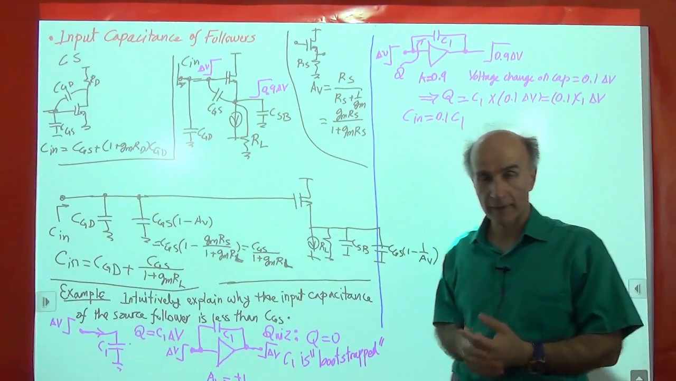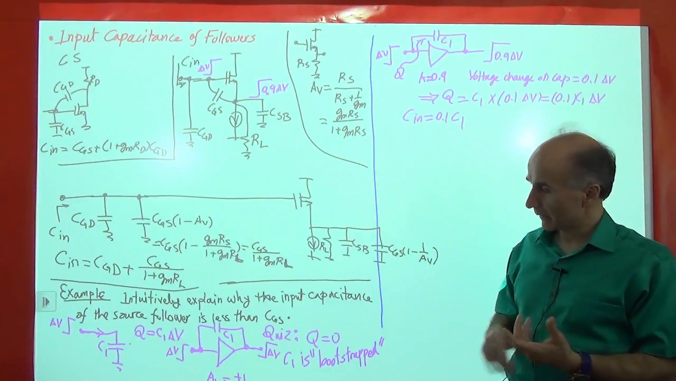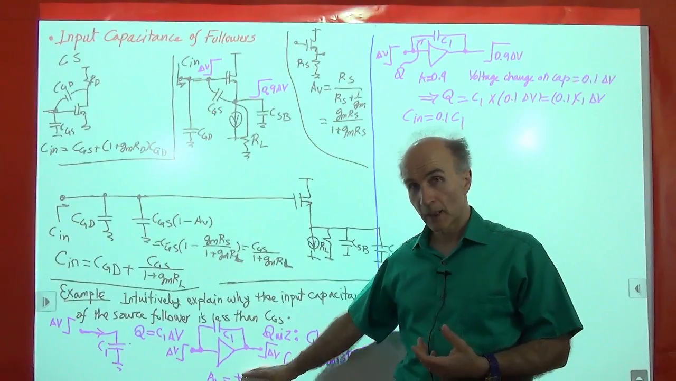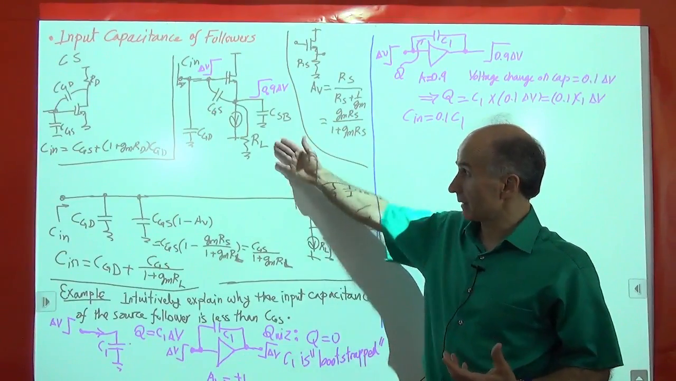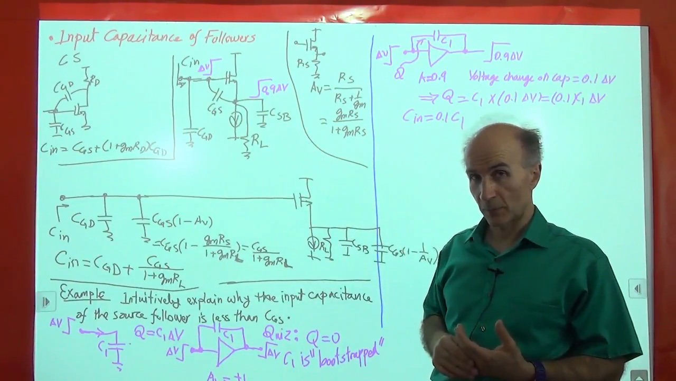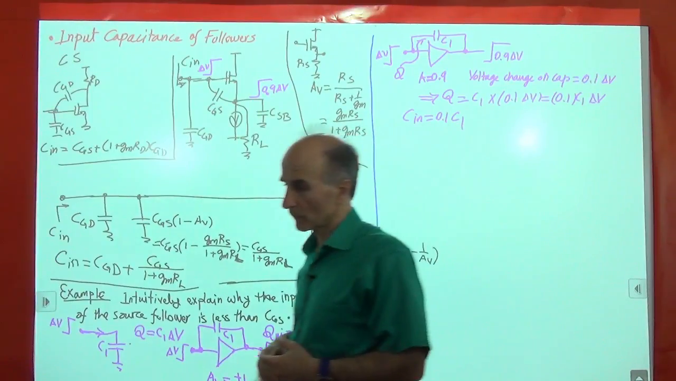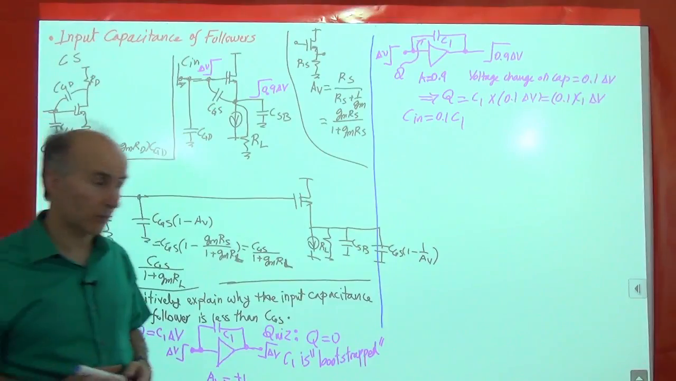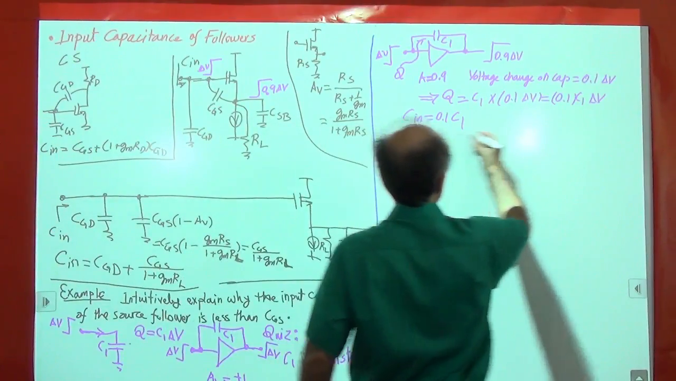The emitter follower is similar. And that leads us to the concept of bootstrapping, which is very useful. And also the fact that the input capacitance is reduced because of this bootstrapping. Very well, let's carry on to the output impedance of the circuit and see what we get.